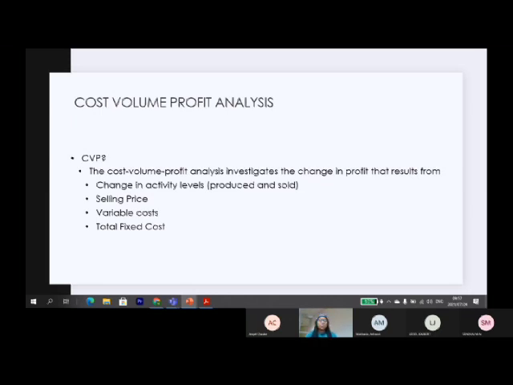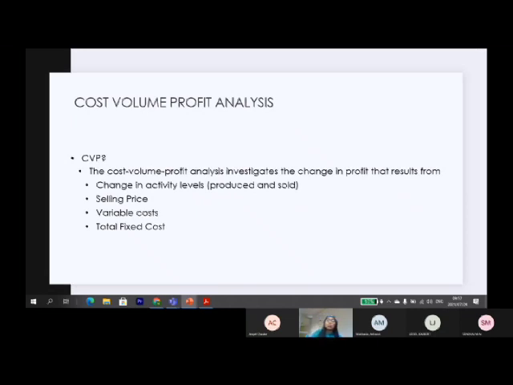Some of the reasons why that profit would change is the level of activity. How many products did you produce? How many did you sell? The other one is selling price. Did I change my selling price? Did I offer any discounts this month? What could it be that is actually contributing to my change in profit?